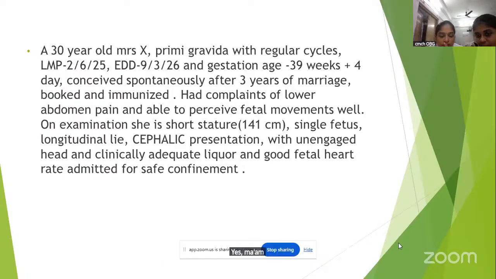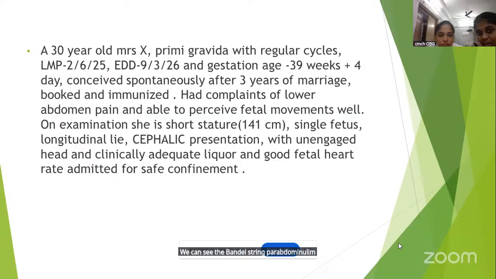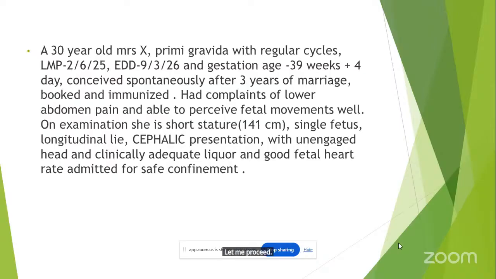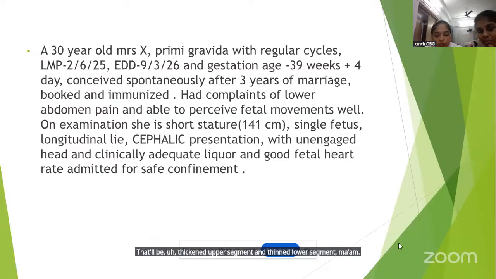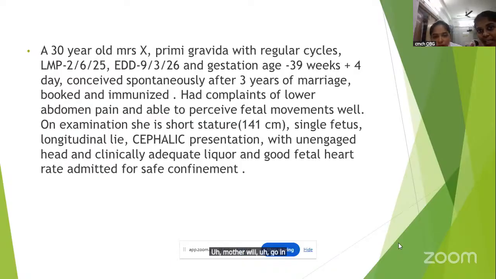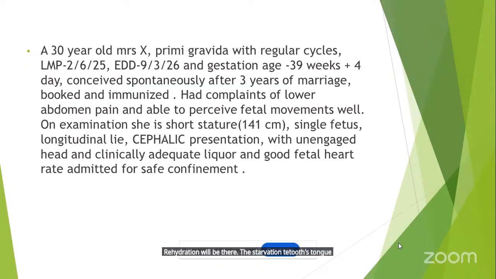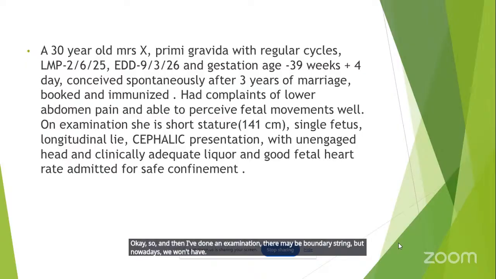Okay, a few points about obstructed labor. How do you diagnose obstructed labor? We can see the Bandl's ring per abdominally, ma'am, extending from below upwards. The patient will be having contractions without any relaxation in between. There will be a thickened upper segment and thinned lower segment, ma'am. There can be bleeding per vaginum. How will the mother look? Mother will have tachycardia, peripheral cold and clammy. Dehydration will be there, starvation ketoacidosis, tongue will be furred, and urine output will be concentrated. On abdominal examination there may be a Bandl's ring, but nowadays we are not getting this type of obstructed labor.